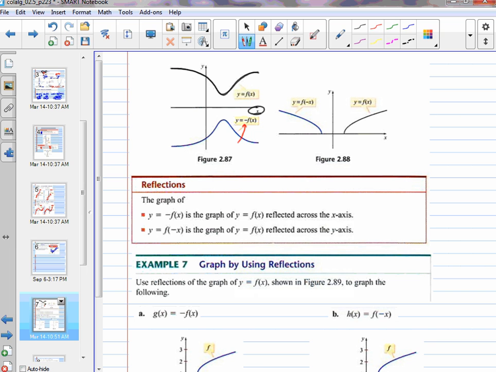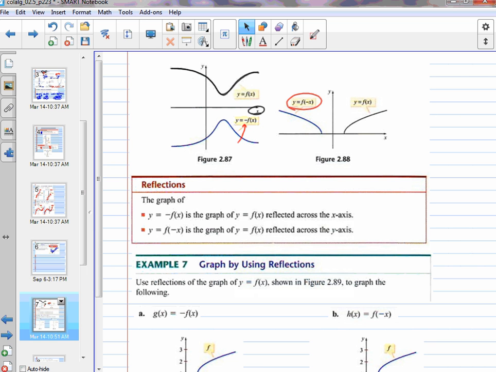Now this one is new. This is a reflection across the y-axis. Here's the original. I flipped it across the y-axis. Can you spot where that negative is? Not in front of the f, but in front of the x, inside that function.